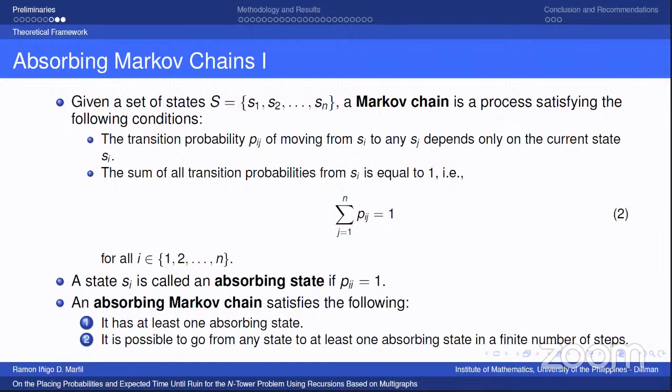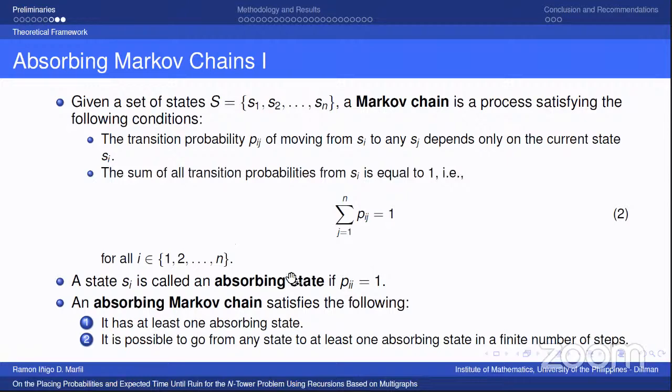A state S sub i is called an absorbing state if the probability of transitioning from that state to itself is equal to 1. So absorbing state, ibig sabihin, kung naabot na natin yung state na yun, doon na tayo forever. So hindi na siya makakaalis doon sa state na yun. Okay? And an absorbing Markov chain satisfies the following conditions. Number one, it has at least one absorbing state. And number two, it is possible to go from any state to at least one absorbing state in a finite number of steps.